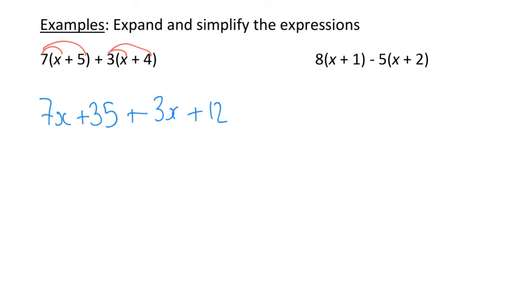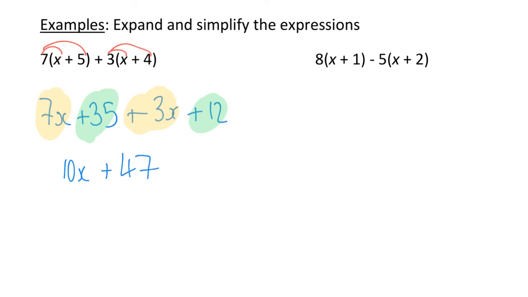So we can collect like terms. So we've got the 7x and then a plus 3x, and they'll combine together to give 10x. And then we've got the 35 and the 12, and they combine and add together to give 47.